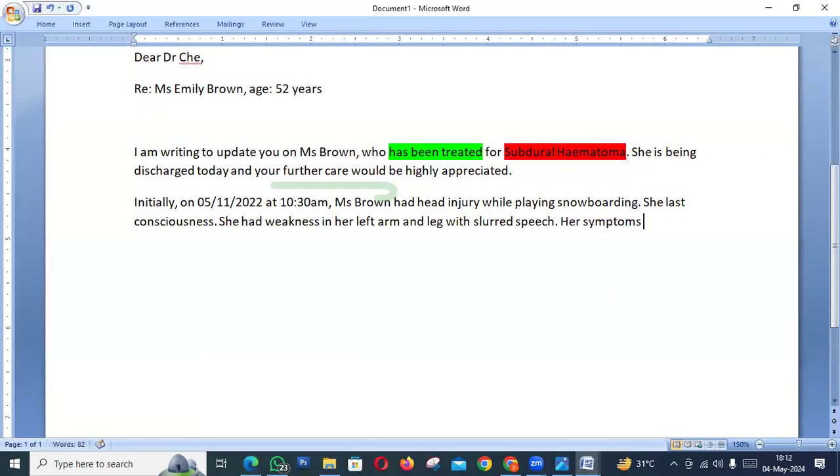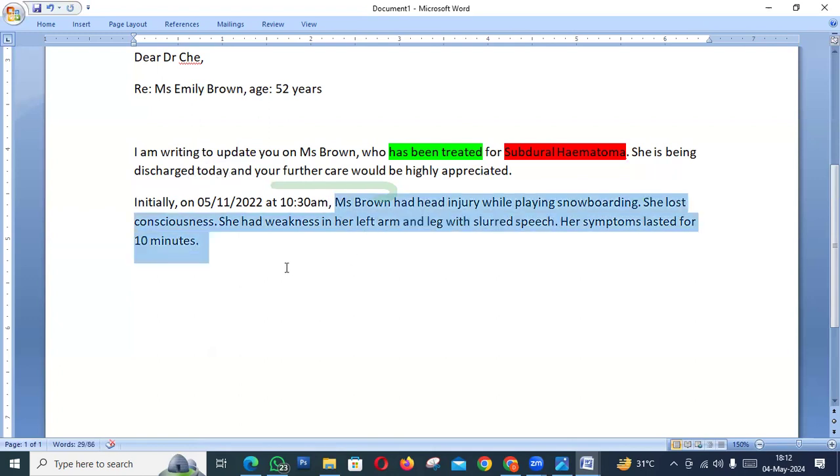Sir, she lost consciousness, so it should be lost, not lose? Yes, lost. Sorry. Her symptoms lasted for 10 minutes. Okay, done. It is almost one paragraph. Mostly you will see it like this.